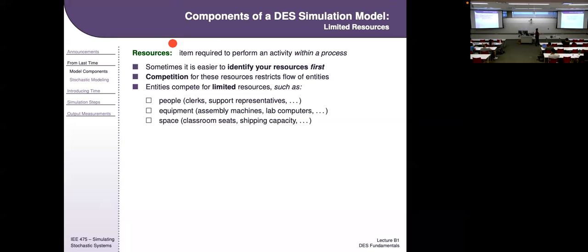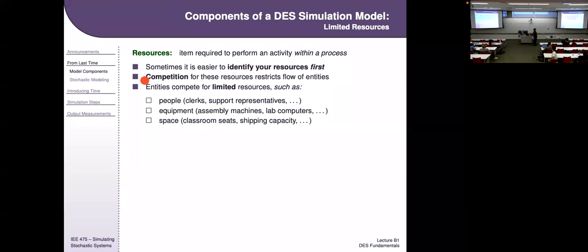So these resources are required to perform an activity within a process. Like I said, if you go into an X-ray scanning process, every entity needs to temporarily grab one X-ray. Once that process is over for that entity, it frees up the X-ray machine for the next entity, and so on. So it's competition for these resources that restricts the flows of entities and causes them to wait.